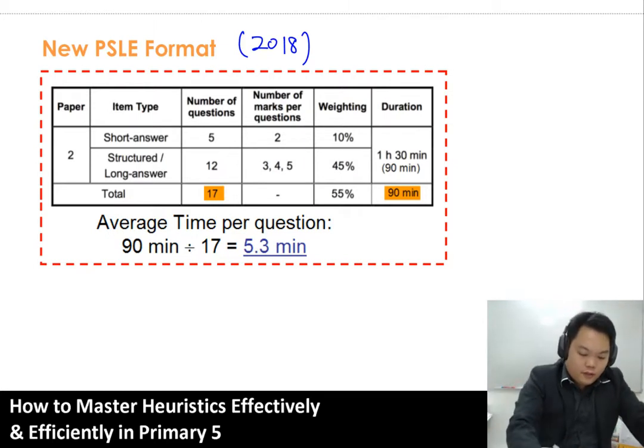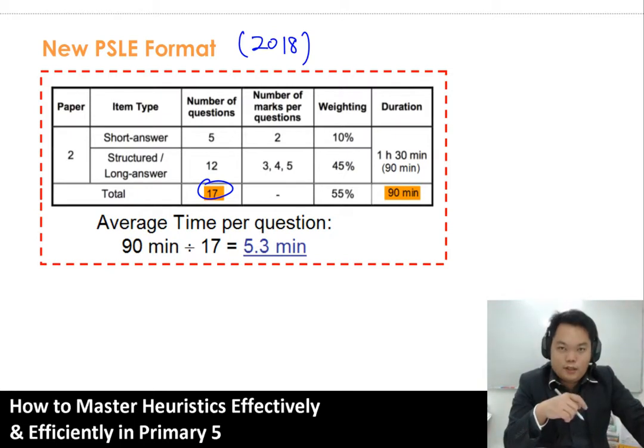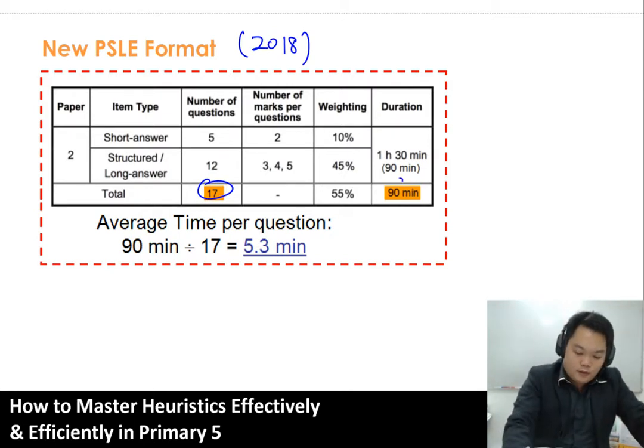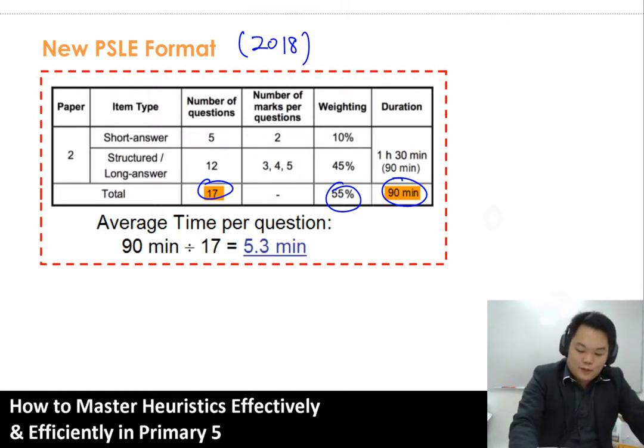So the main things that has changed is that your total number of questions is now 17. The duration is now 90 minutes. The weightage has also changed to 55%. So being a mathematician myself, I like to calculate things. The average time you need per question is about 5.3 minutes. Around 5 minutes, just for simplicity.